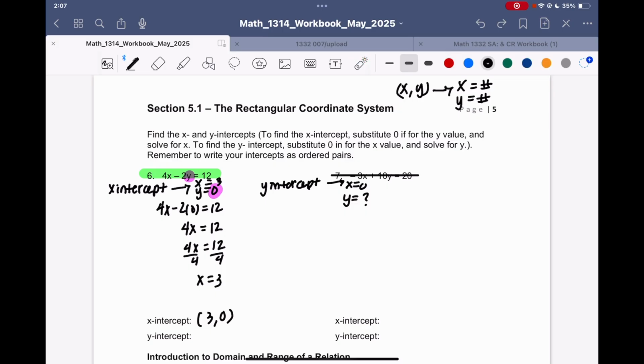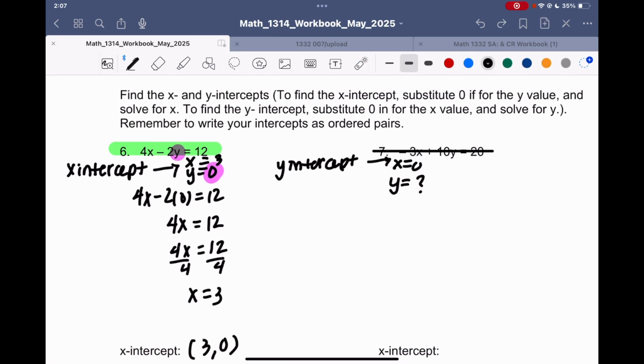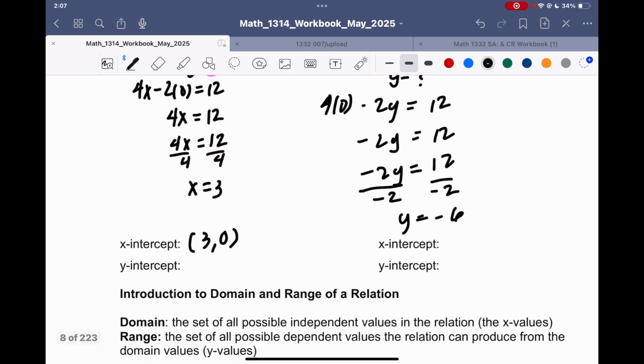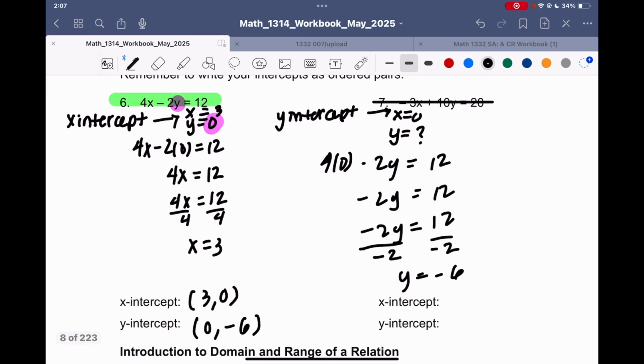And then to do this one, it's going to be 4 times 0 minus 2y equals 12, so minus 2y equals 12. Divide both sides by -2, everyone. When you divide by -2, you're going to get a different sign. Y equals -6. So that makes our y-intercept 0, -6, because you substituted an x right here.